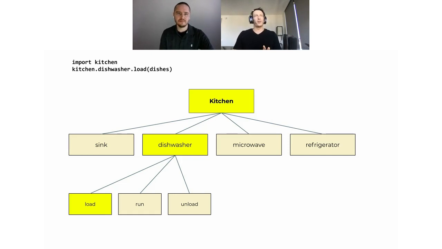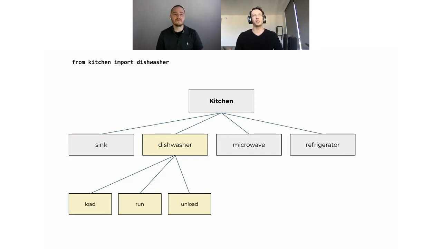However, as the metaphor might be intuitively interpreted, I may not want to import the entire kitchen. If all I want to do is wash dishes, I don't want to import the kitchen. I want to import just the dishwasher. And so that command is similar. It would be from kitchen import dishwasher. And now you see the difference in this, where everything is highlighted, everything's being imported, versus this, where only the dishwasher is being imported.